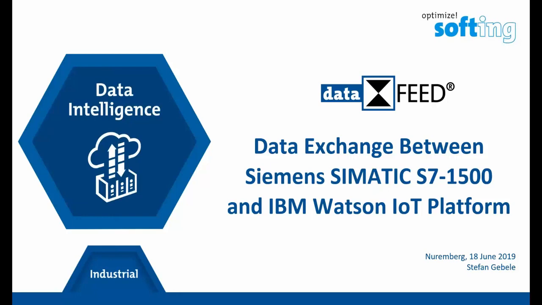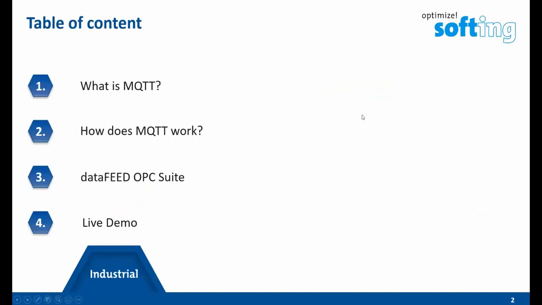My name is Stefan Gebele and today I'd like to show you how easily it is to exchange data between Siemens S7 1500 and the IBM Watson IoT platform. The session today is separated in two parts. We will start with the theoretical part where I'm going to explain what MQTT is and how it works. In Chapter 3 I will give you a brief overview about the dataFEED OPC suite, the software which we are using today to send data to the IBM Watson IoT platform. This is followed by the practical part, the actual live demo.